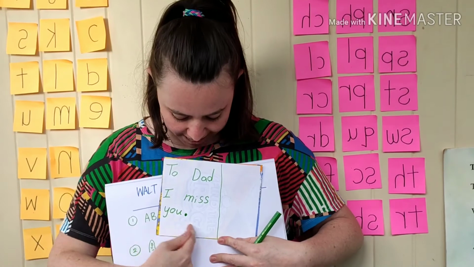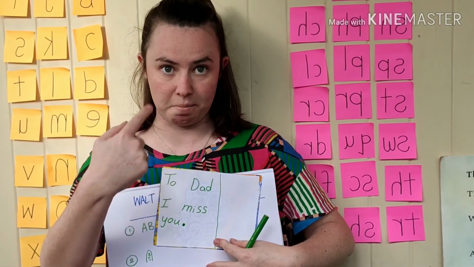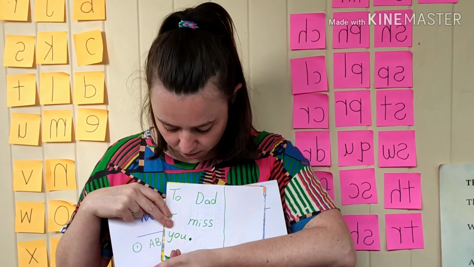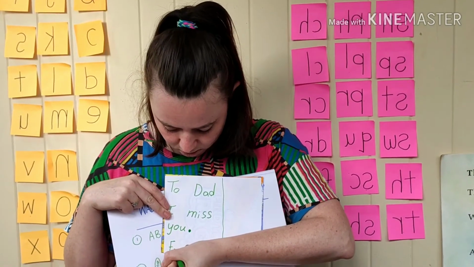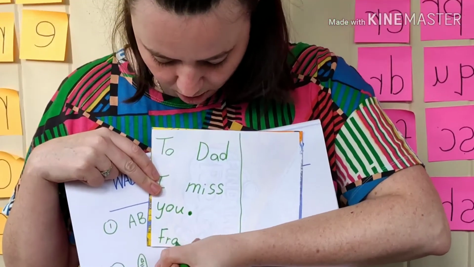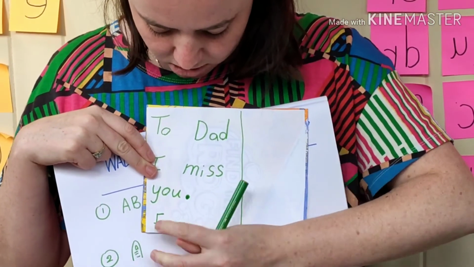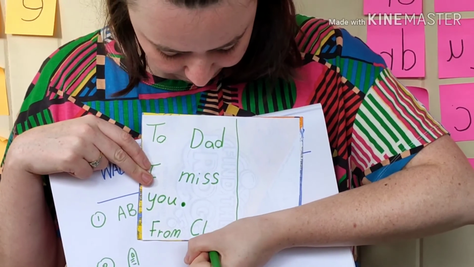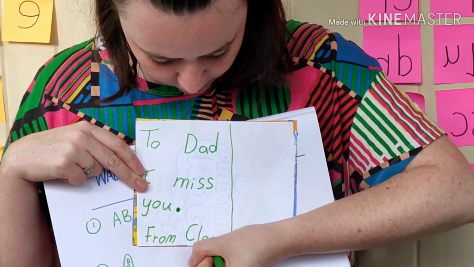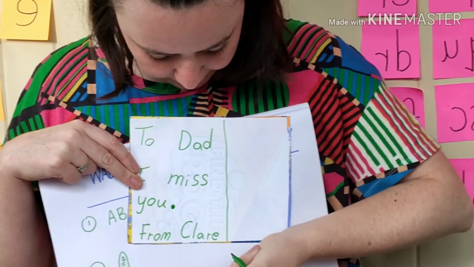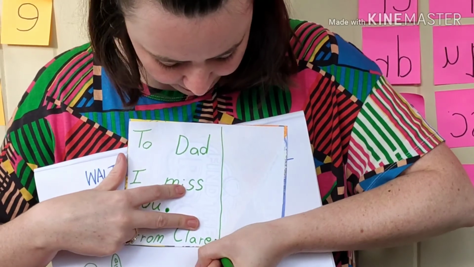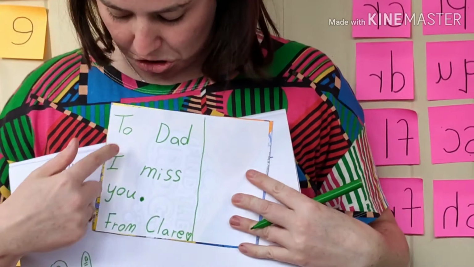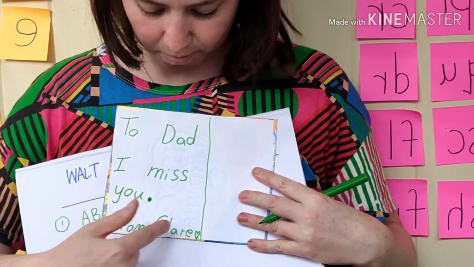But he needs to know who it's from because I have 2 brothers. And if I don't write my name down here, he won't know that it's from me. He's going to think it's my brother's. And I want him to know that it's from me. So I'll write here. F, R, O, M, from Claire. From Claire. And instead of a full stop at the end, I'm going to put a heart because then he'll know I love him as well. To Dad, I miss you from Claire.